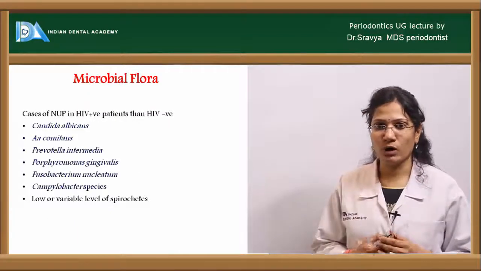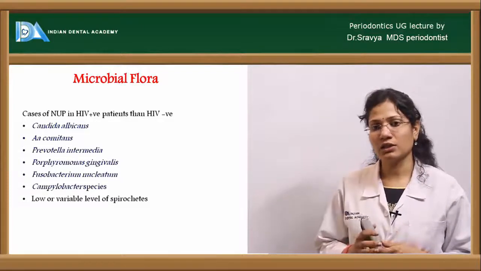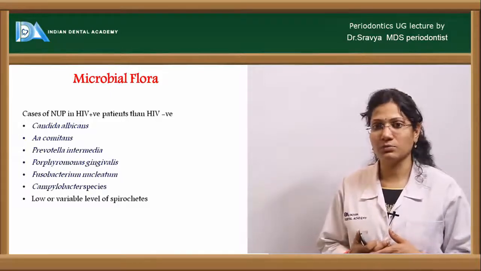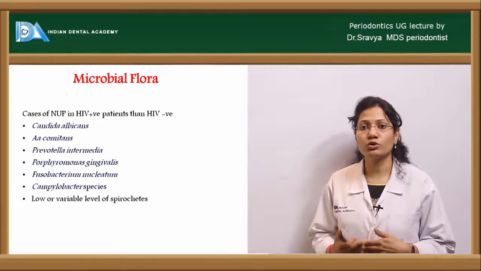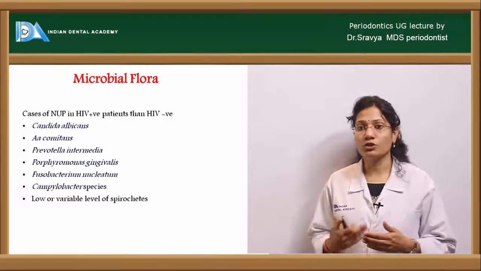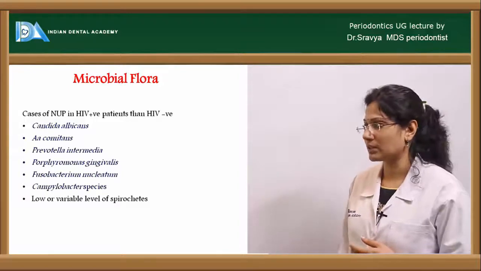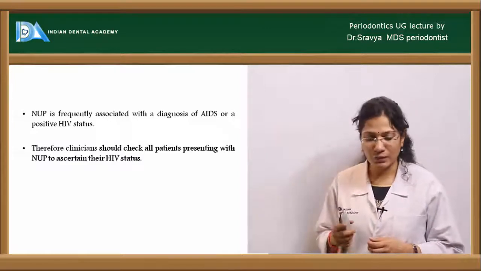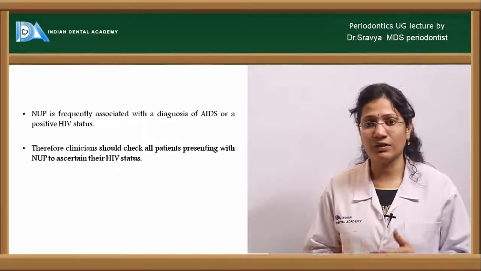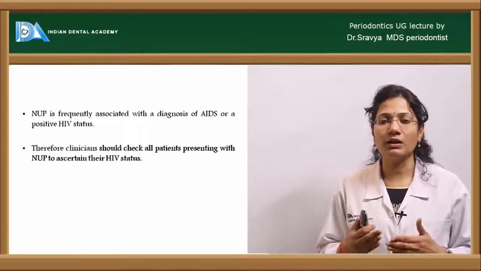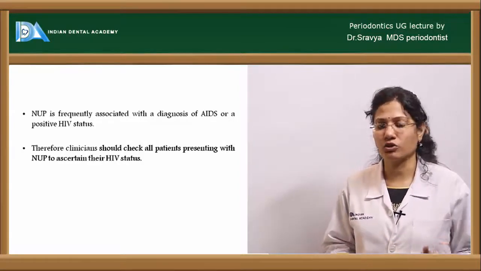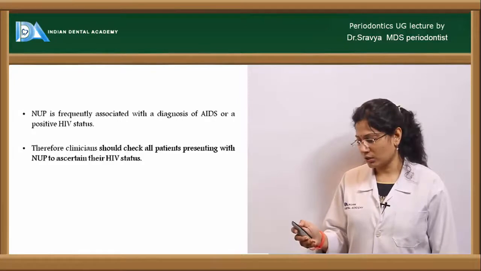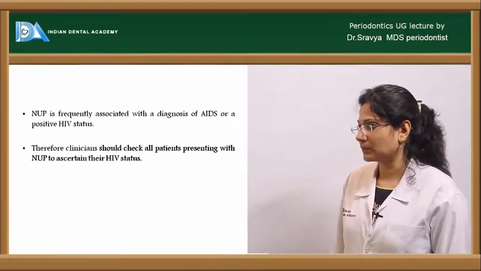What are the microbial flora that commonly are seen? In most cases of NUP, you find a large amount of Candida albicans and other microorganisms. The presence of Candida is supposed to increase the chances of developing opportunistic infections because the host immunity is compromised. NUP is more frequently seen with the diagnosis of AIDS. So whenever you diagnose a patient as having NUP, you have to suspect the main etiology, maybe the patient is HIV positive. You should incorporate this into your diagnostic criteria when diagnosing NUP.